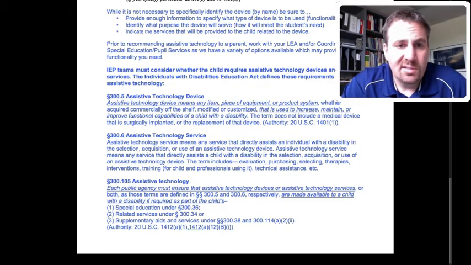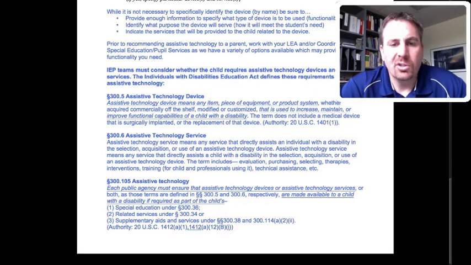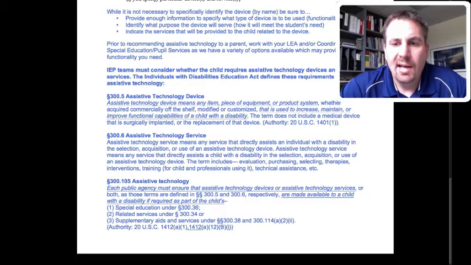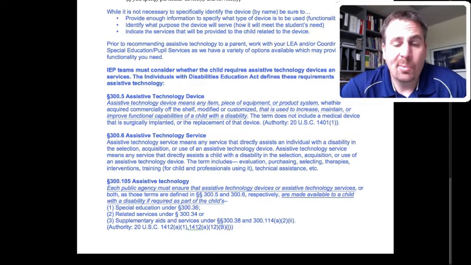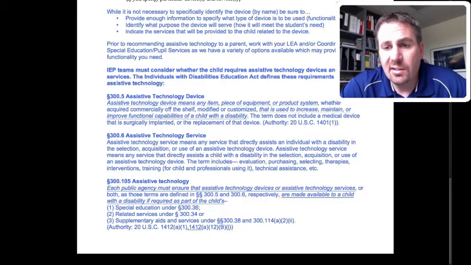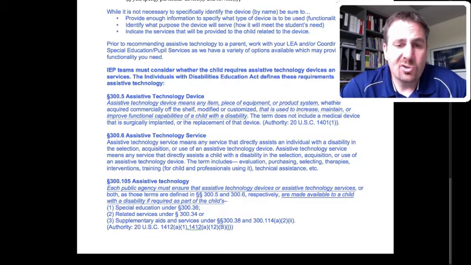Assistive technology service. Assistive technology service means any service that directly assists a child with a disability in the selection, acquisition, or use of an assistive technology device. The term includes evaluation, purchasing, selecting, therapies, interventions, training for both the child and the professional using it, and technical assistance.